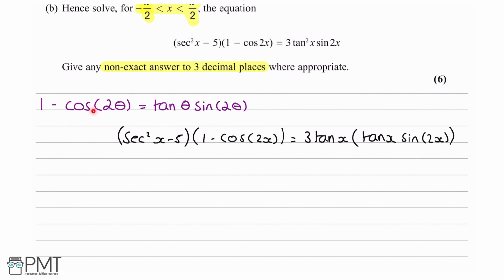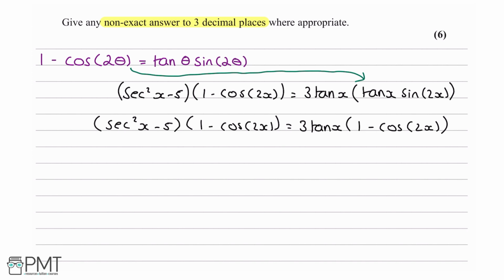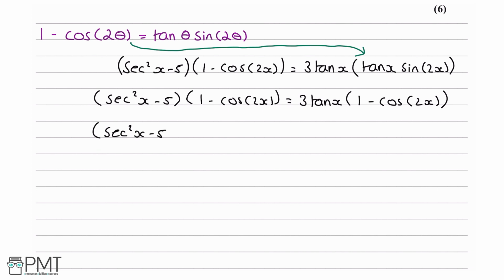Now we can use our identity, so I'm just going to show that we're plugging this into here. What we would end up with is secant squared x minus 5 times 1 minus cosine of 2x equals 3 tan x, and then 1 minus cosine 2x. The next step is to bring the right hand side over to the left. So we'll end up with secant squared x minus 5 times 1 minus cosine 2x minus 3 tan x times 1 minus cosine 2x equals 0.